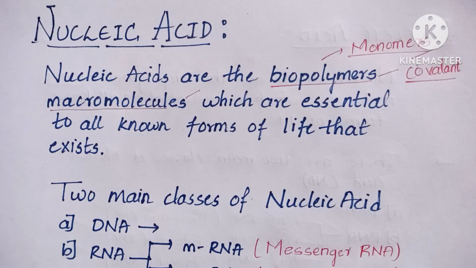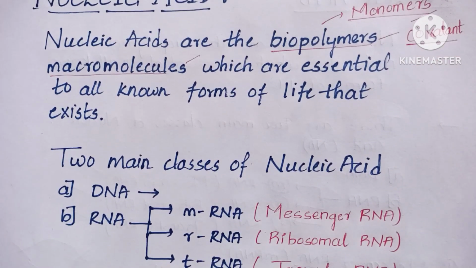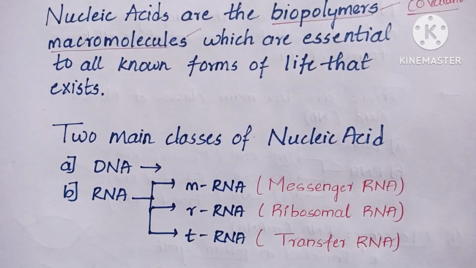Nucleic acids are biopolymers, which means that they are made up of many monomers bound together by covalent bonds, and macromolecules, which suggests that these are large complex molecules essential to all forms of life that exist. There are two main classes of nucleic acids: DNA and RNA. DNA is double stranded, whereas RNA is single stranded.